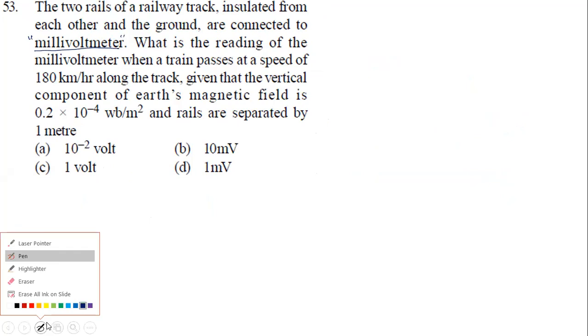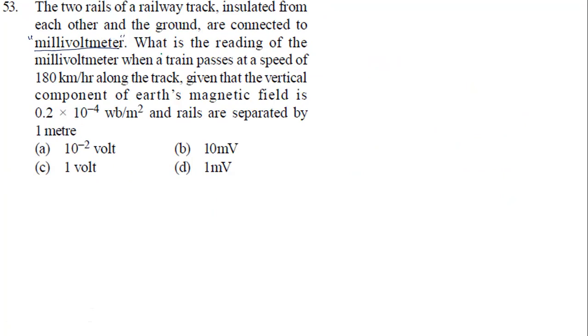Let me use a contrast color. What is the reading of the millivolt meter when a train passes at a speed of 180 kilometer per hour? Let us convert this to meter per second. 180 into 5 by 18. The 10 will cancel, so it will be 50 meter per second.